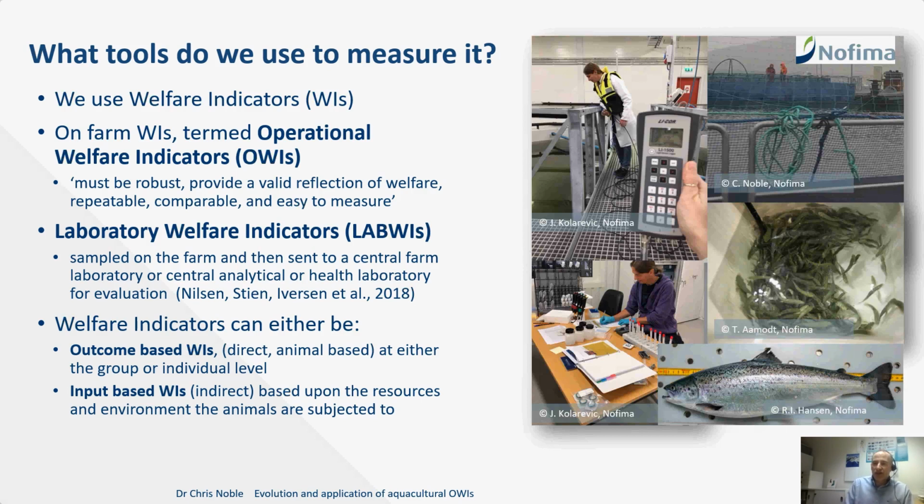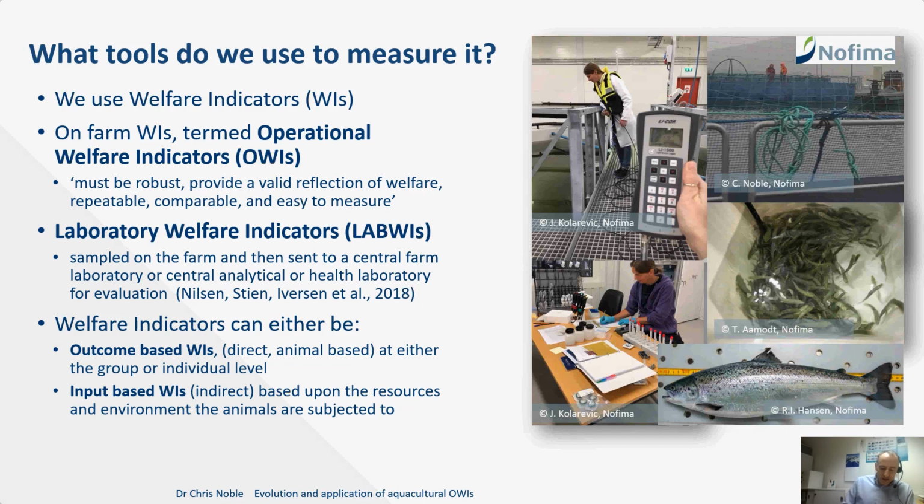And then secondary, you have a class of indicators called laboratory-based welfare indicators, or LabWIs, which involve taking samples on the farm, and then these are sent to either a central farm laboratory or a central analytical or health laboratory. And this definition was first coined by Jonathan, Lars, and Martin in the first part of our handbook, Fishwell, which we will come to later.